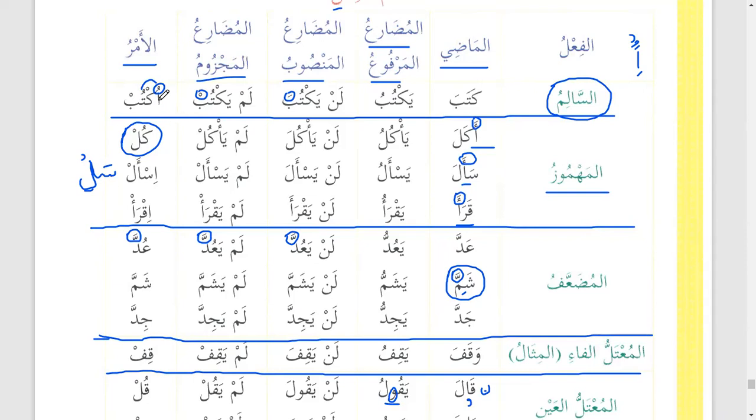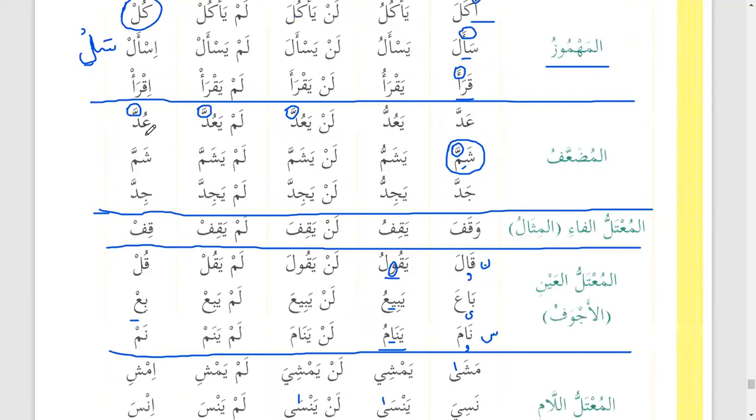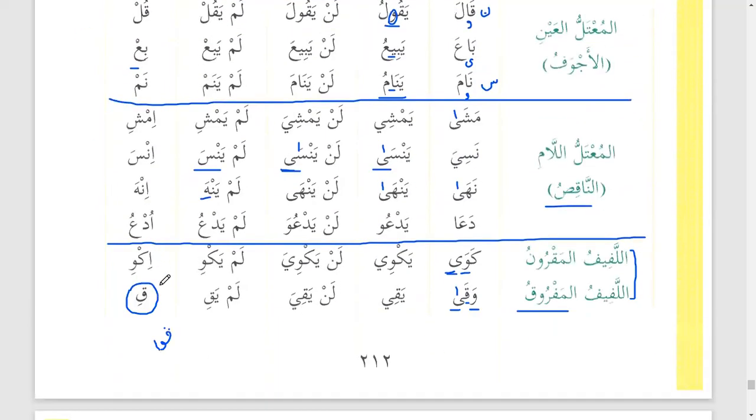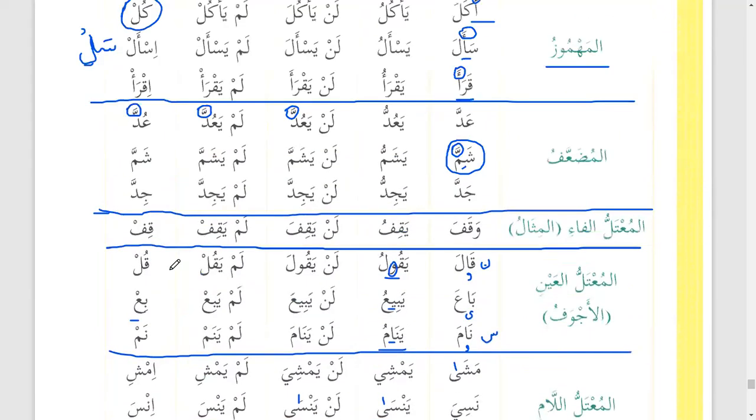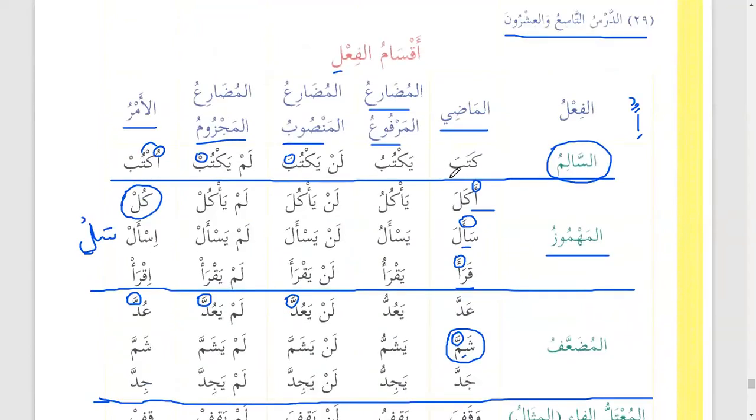For example, you will see here, uktub, here it is uktub, here it is kul, here it is udda, here it is qif, here it is qul, here it is imshi, and here it is qi. So you see here, there are so many varieties of only fi'l al-amr. And there are many, inshallah, in the past.